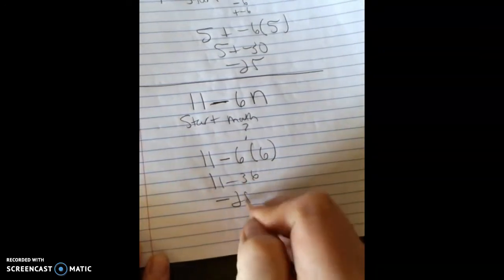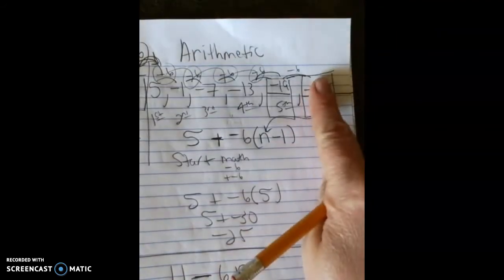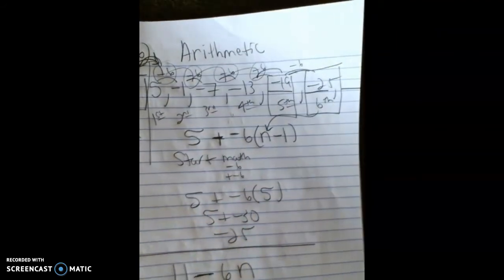And so what is that? Negative 25, which is right. It predicts the term that I want. All right, so those are the two types. Now there are some weird patterns sometimes.